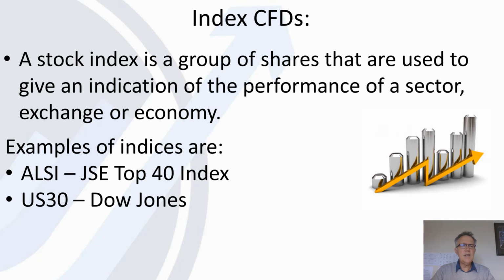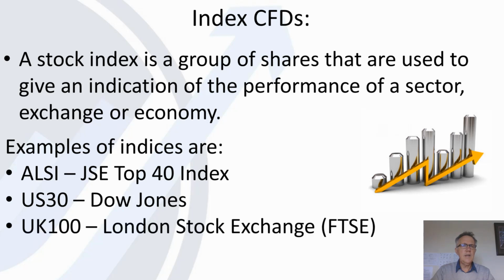You can trade the US 30, which is the Dow Jones, the top 30 industrial companies on the New York Stock Exchange. You can trade the S&P 500, that's the Standard & Poor 500, which is the top 500 companies on the stock exchange in the US.